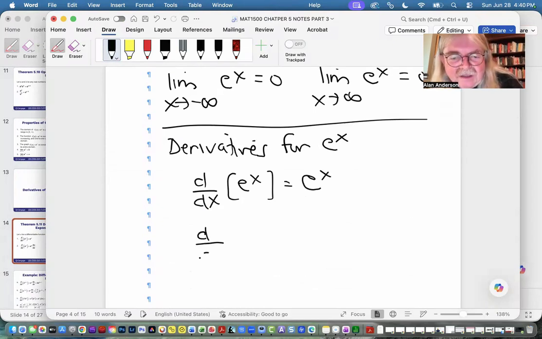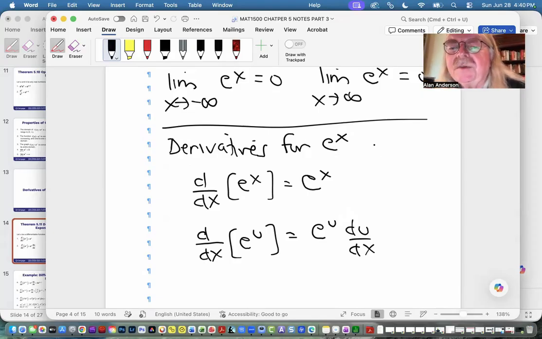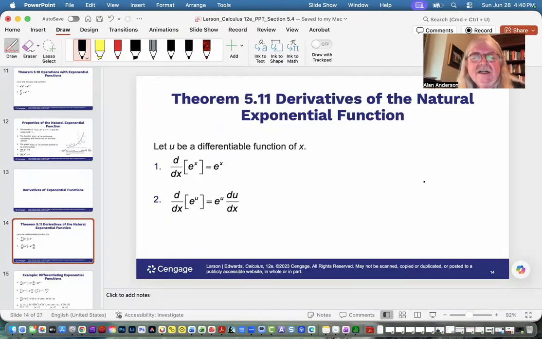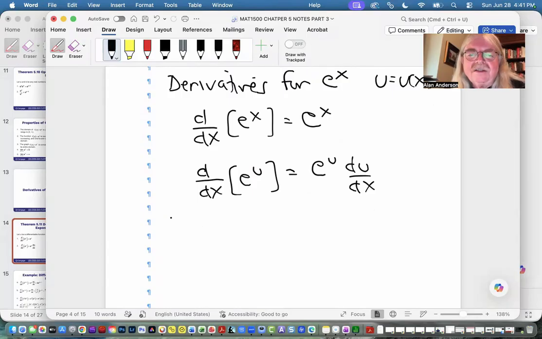And then if we make it more complicated, e to the u. Now this is because of the chain rule. It's e to the u du. Okay. So we have to keep that in mind. Remember, as always, u is assumed to be a function of x. Okay. All right, great. Well, that was it. That's all we needed to know.